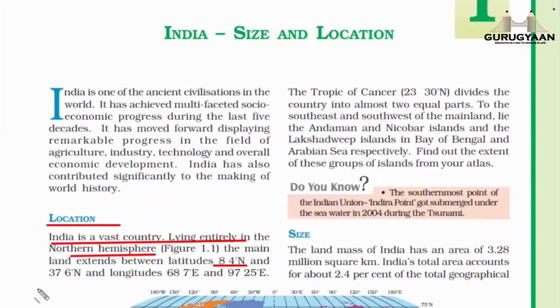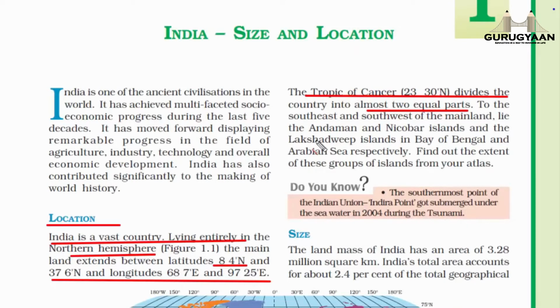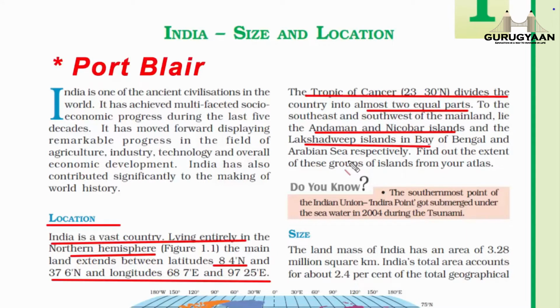So these are the latitudes and longitudes of our country. The Tropic of Cancer divides our country into two equal parts. The part below the Tropic of Cancer is also called tropical region, and above it is called subtropical region. In southeast and southwest, we have Andaman and Nicobar and Lakshadweep Islands. And the capital of Andaman and Nicobar Islands is Port Blair. And the capital of Lakshadweep is Kavaratti.